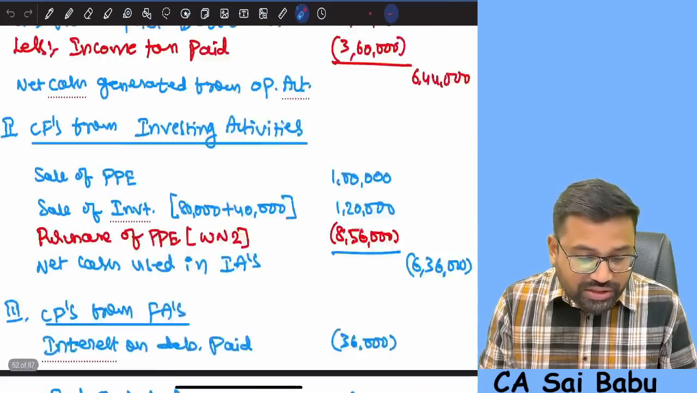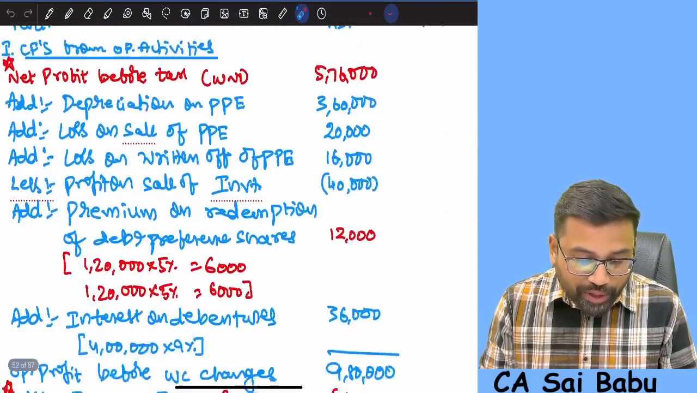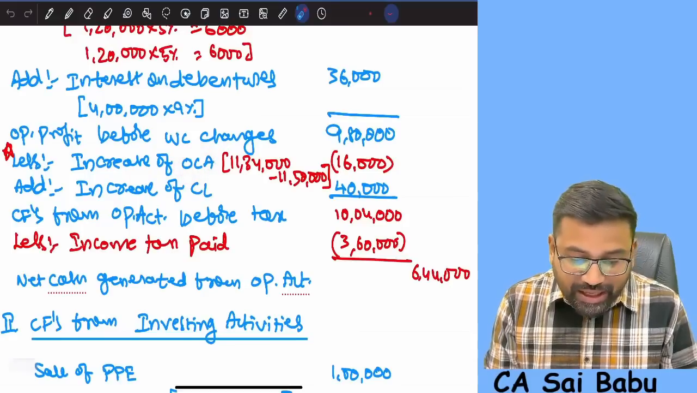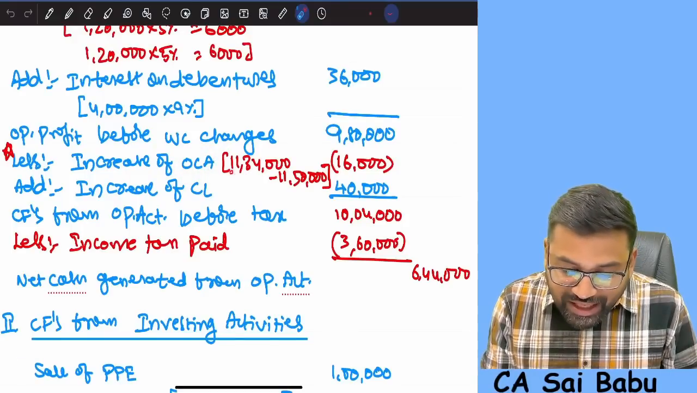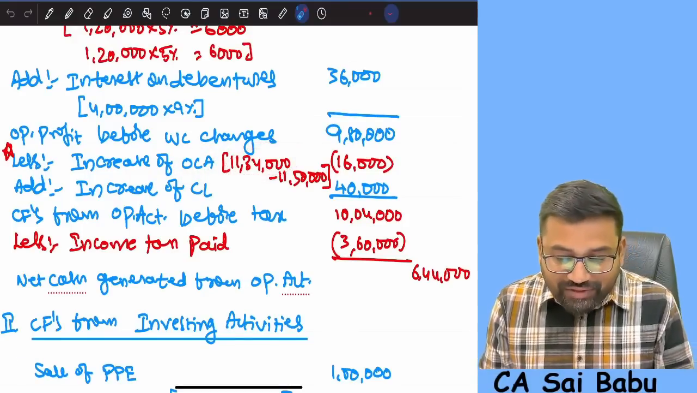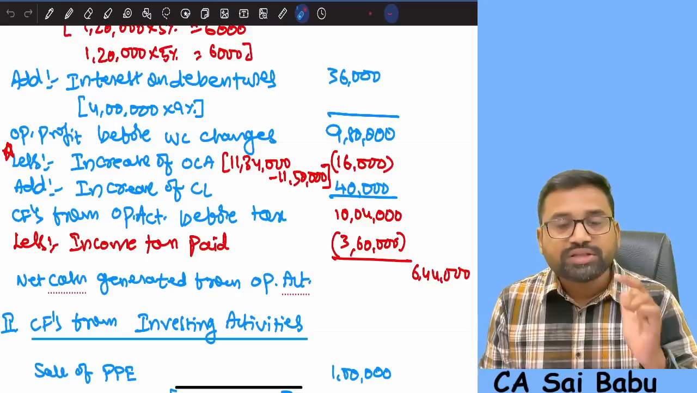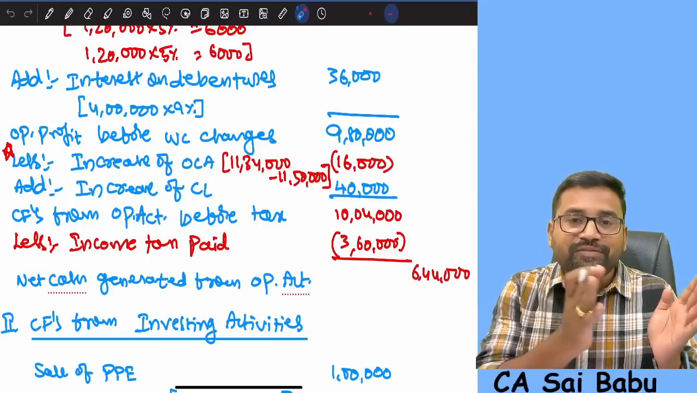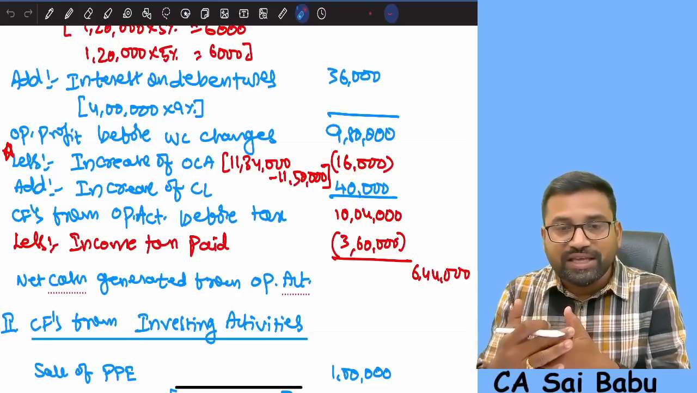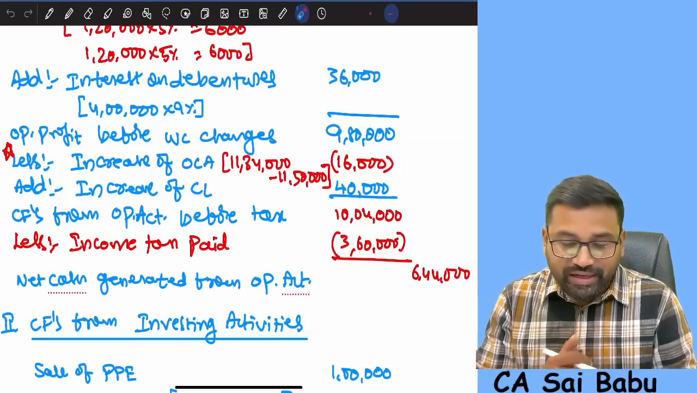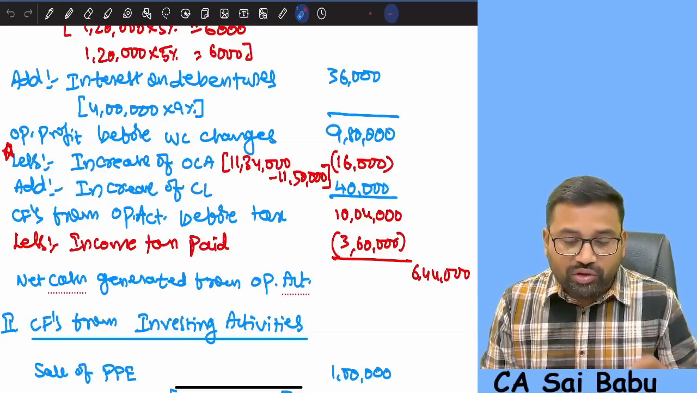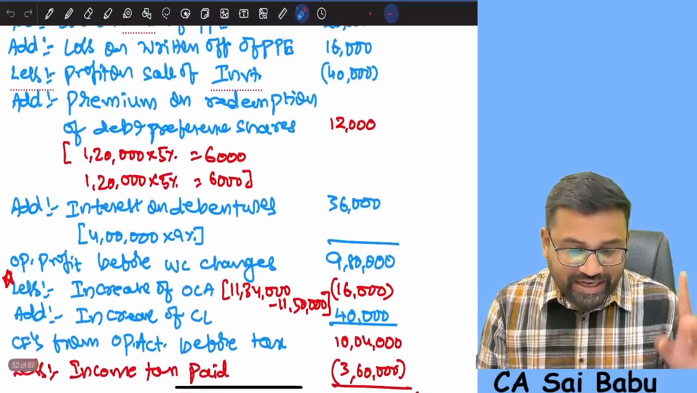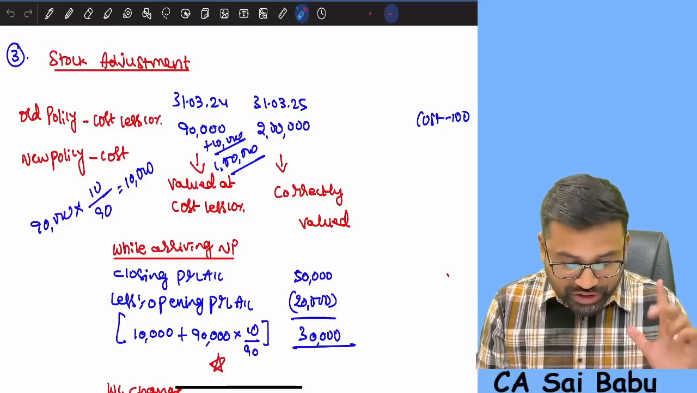And later on, sir, when I'm ascertaining cash flow from operating activities, say the increase in other current assets, working capital changes. So this 11,34,000 I consider, sir, includes that 24,000 also, that increase in opening balance. Sir, the difference between opening and closing inventory is nothing but changes in working capital, right? Therefore, the 24,000 also I need to add back to my opening current assets. So that is the second adjustment. Okay, so this is one adjustment, sir.